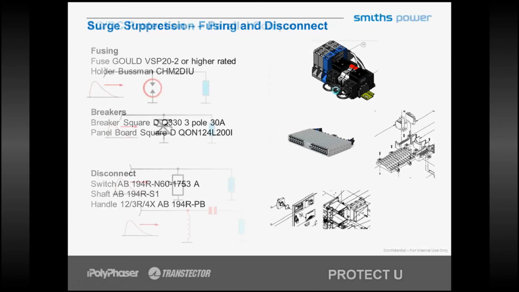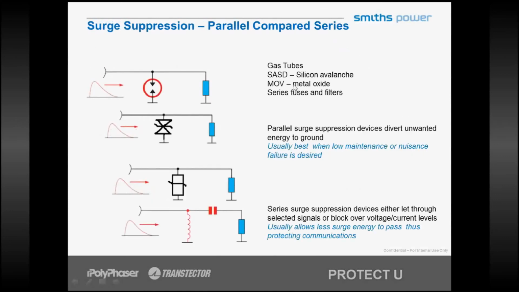Surge protection technologies that we employ include gas tubes, silicon avalanche, metal oxide, and various series fuse and filter type devices. This slide is intended to show you a summary of that technology and to give a brief indication of what is generally considered best. So parallel protection is usually best for low maintenance or nuisance issues. Series protection allows less energy to pass from the source of the transient into the protected equipment. It does provide very effective surge protection for communication and power applications.